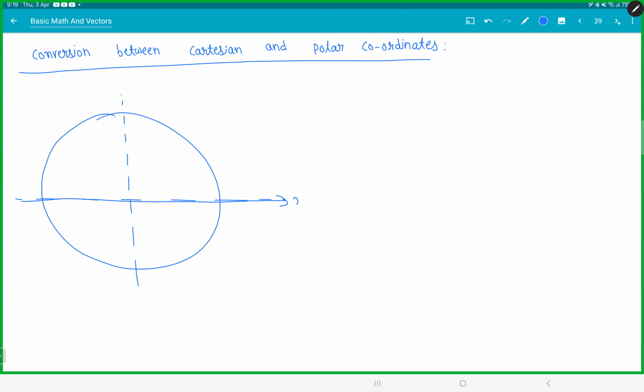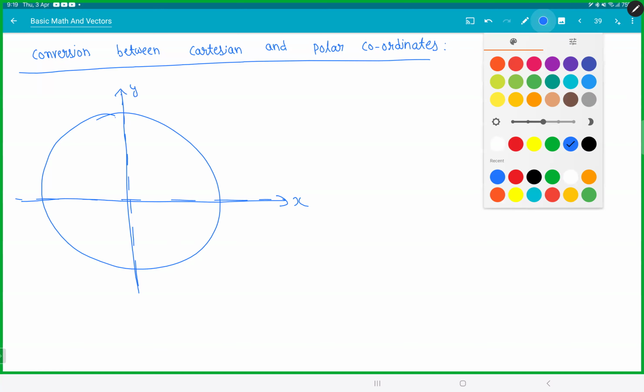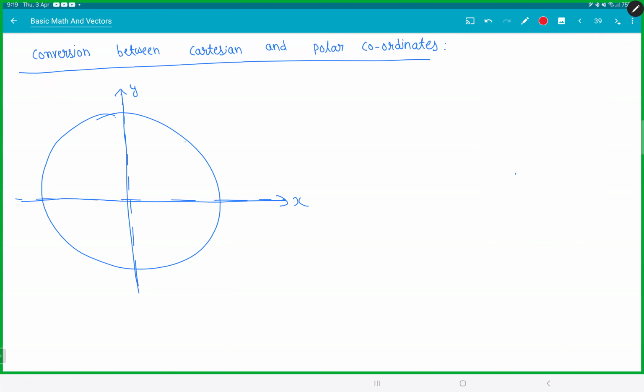So this is your x-axis. This is your y-axis. In polar coordinates, this point's coordinates are r, theta. So what is the meaning of this? Take a circle of radius r and rotate it by angle theta. So we got a right angle triangle. So this coordinate is x and this coordinate is y. Agreed, everyone?